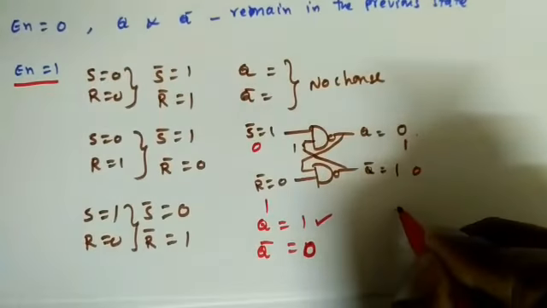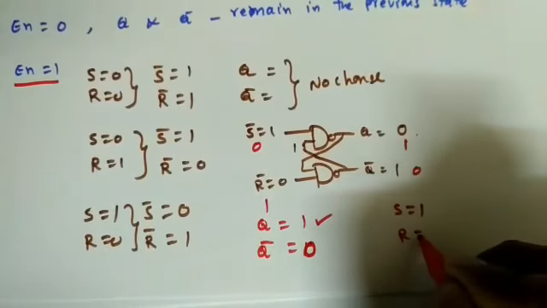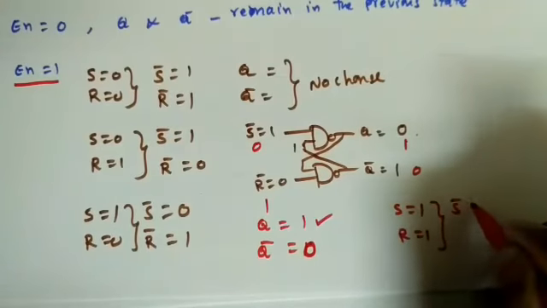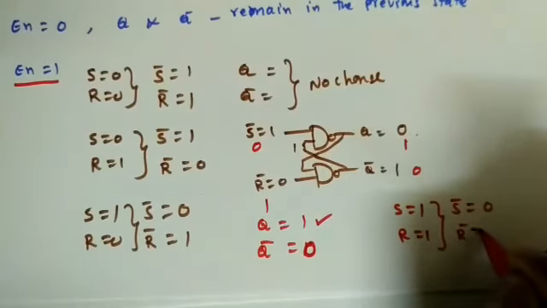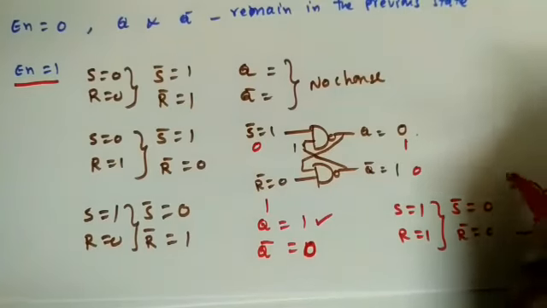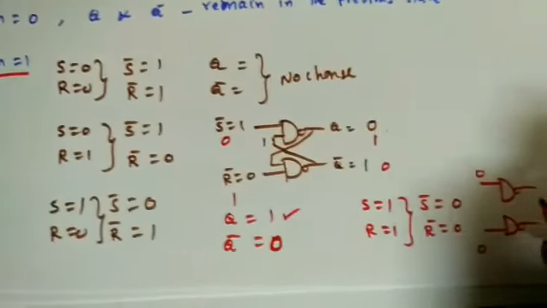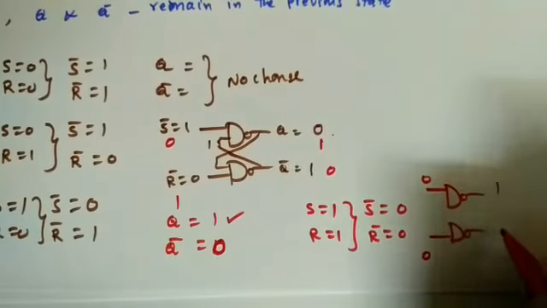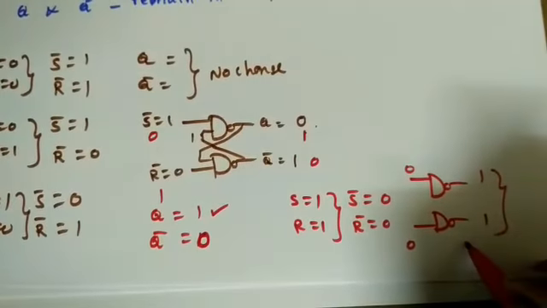So what is the last case? S is equal to 1, R is equal to 1. What is this? It will become S bar equal to 0, R bar equal to 0. If I apply this in this one, this is 0, this is 0. So no need of another input, right? So what I will get, 1 1. So what is this? Forbidden state.